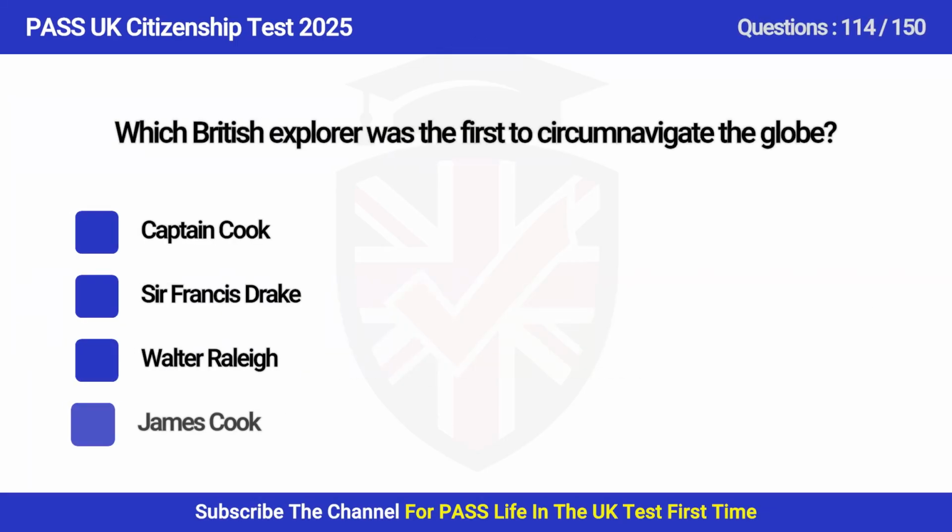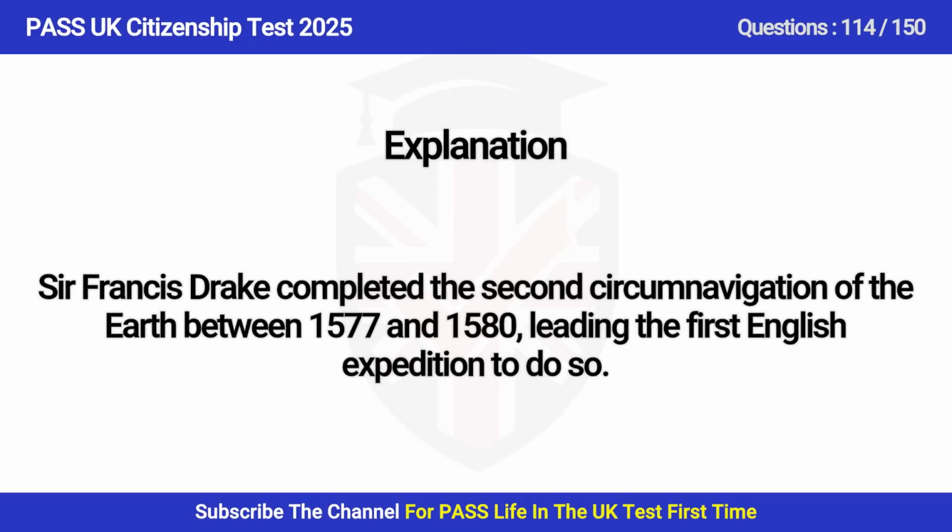Question 114. Which British explorer was the first to circumnavigate the globe? A. Captain Cook, B. Sir Francis Drake, C. Walter Raleigh, D. James Cook. Answer is B. Sir Francis Drake. Sir Francis Drake completed his circumnavigation of the Earth between 1577 and 1580, leading the first English expedition to do so.